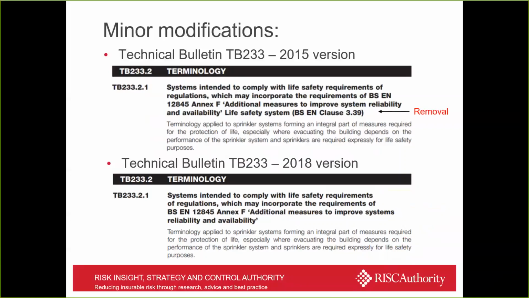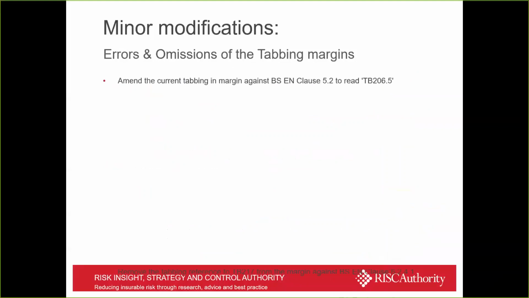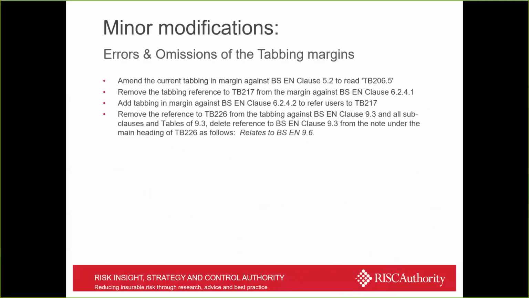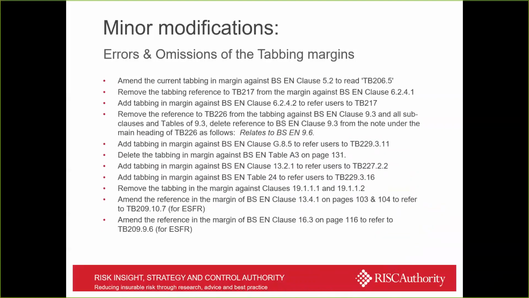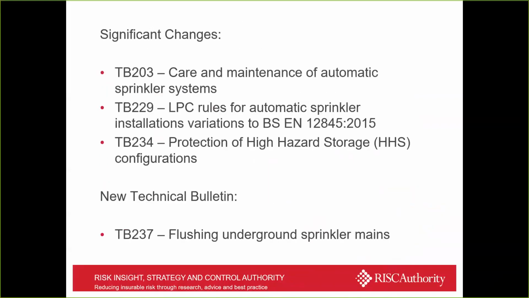TB233, I'm sorry that we're rushing through these so quickly, but unfortunately there isn't much to discuss on the minor modifications. Again, we've just removed the life safety requirement, as life safety has been removed from the standard from 2015 to avoid confusion between two systems. We have also, in BS EN 12845, modified the tabbing issues. So the alignments and the tabbing with regards to moving from the BS EN to the TB has been updated and all errors corrected as far as we know so far. That's what we've done up to now on the minor modifications.